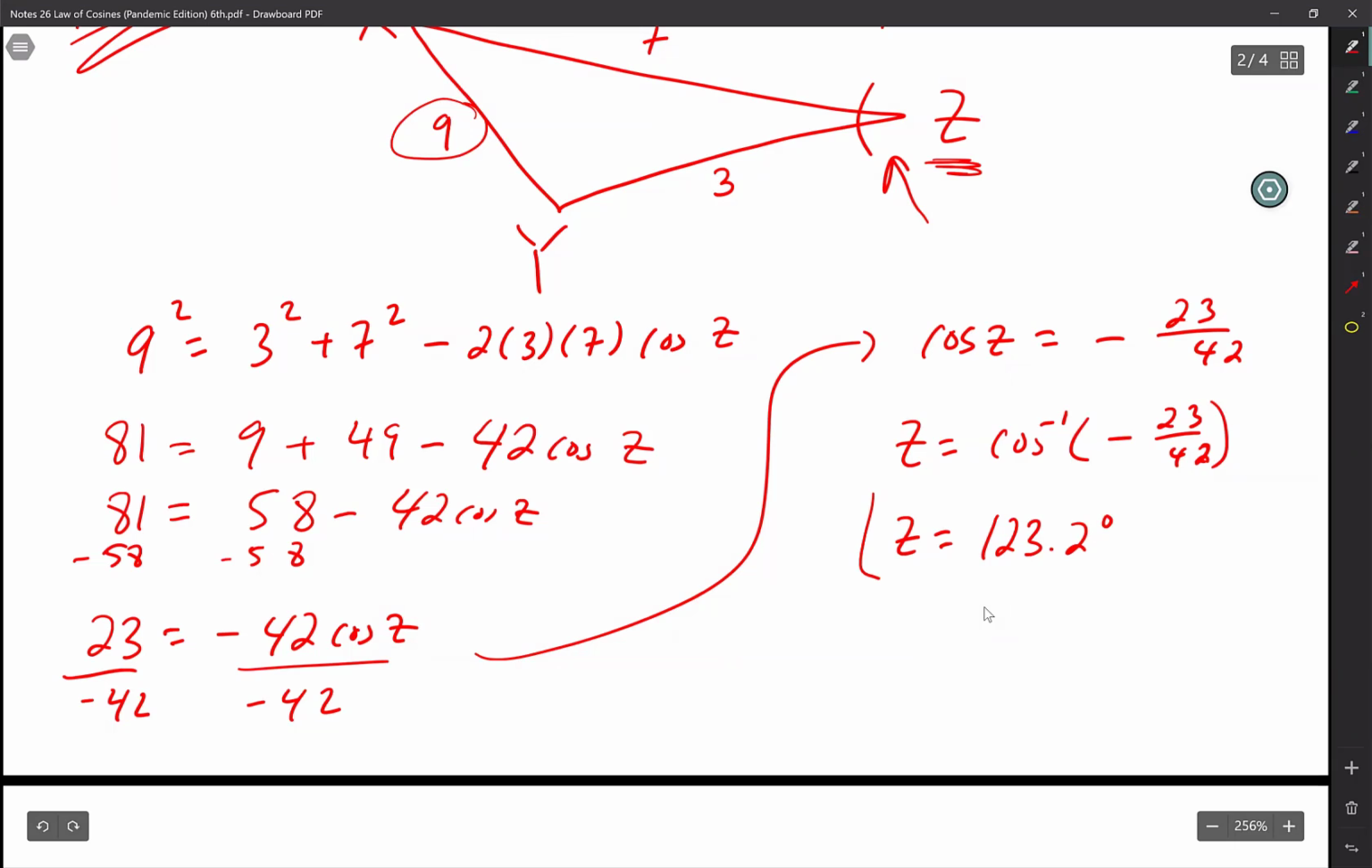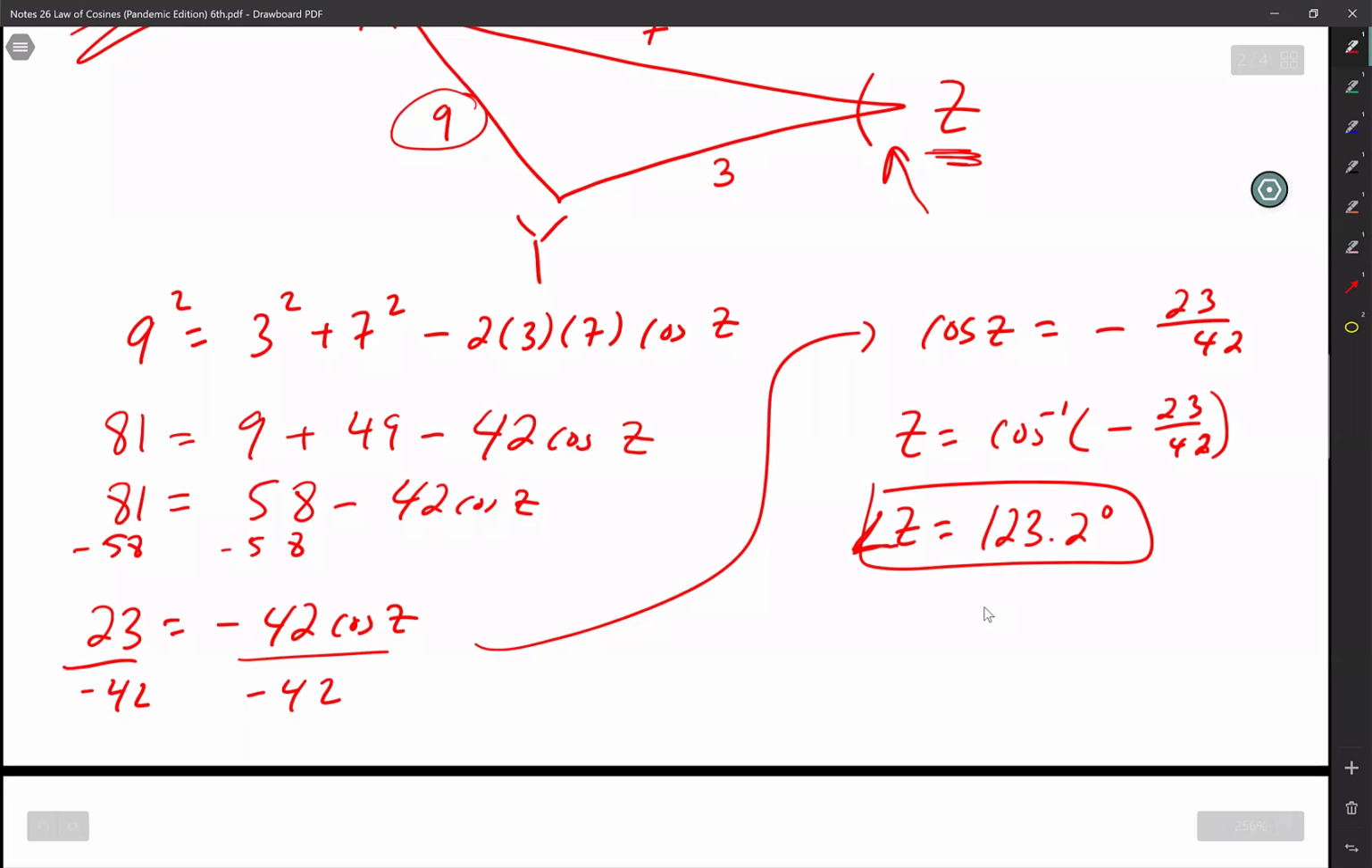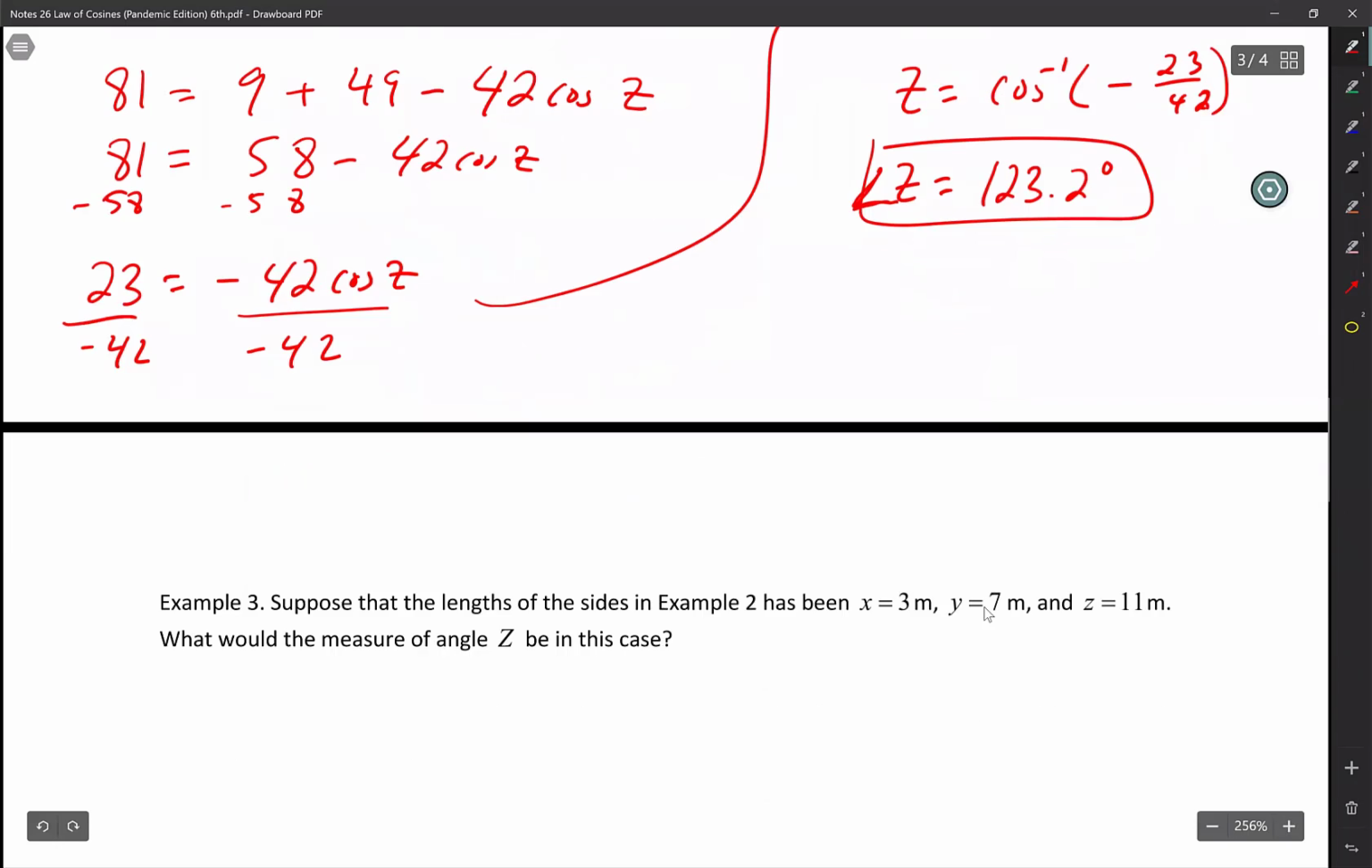123.2 degrees. And we're done. If you put the little angle symbol, that's fine. I should be doing good math there, but because it said cosine of z, I think everyone's pretty smart and everyone knows that z is an angle. We're talking about an angle here. All right, let's keep going.